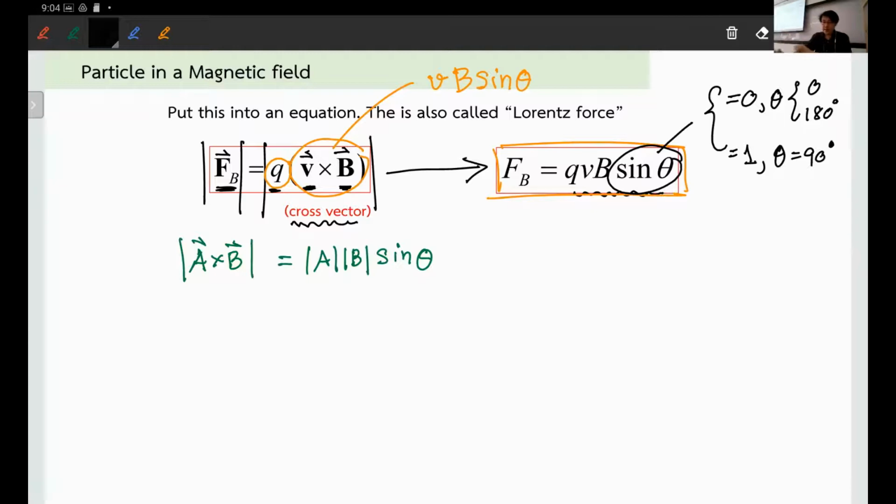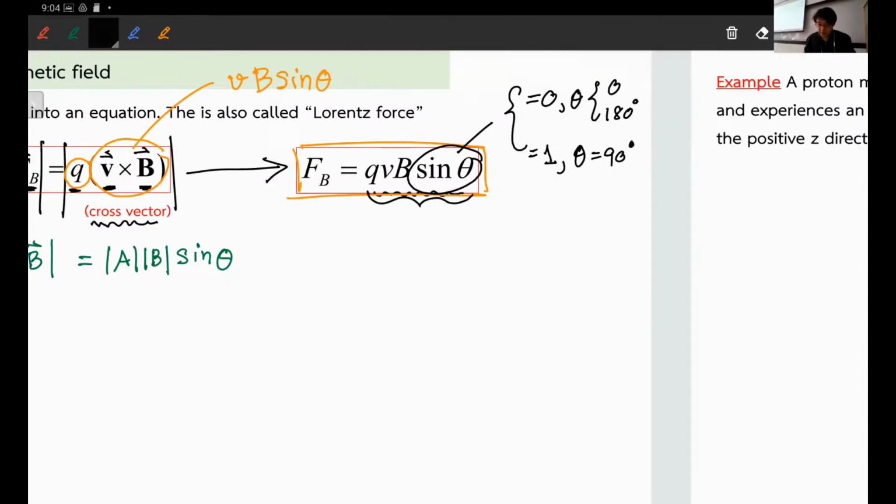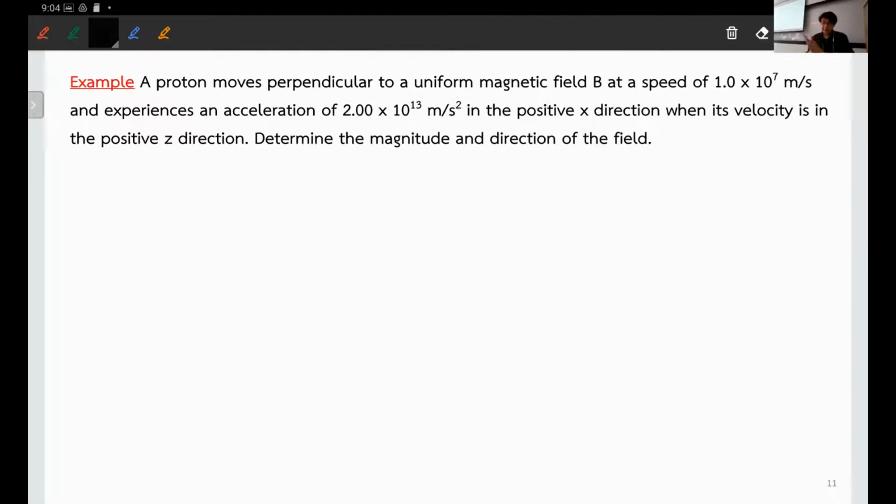Okay. All right. So that pretty much clears up the whole thing. So in conclusion, to figure out the force, you just apply this mathematical operation over here. Okay. And to determine the direction of the vector, just do the right hand rule and you're done. All right. Now, let's practice.